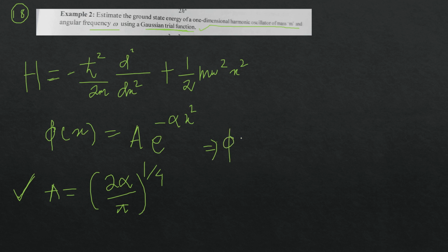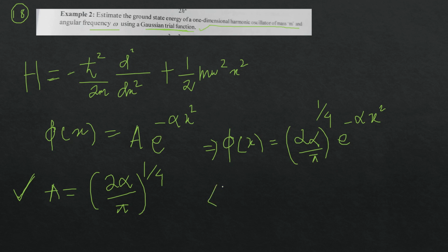So phi x will be 2 alpha by pi to the power 1 by 4 e to the power minus alpha x square. Now, what is the method of calculating these things in the variational principle?